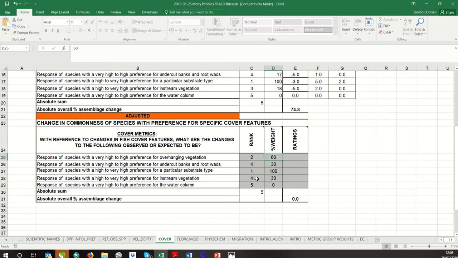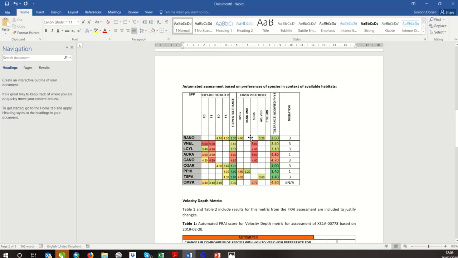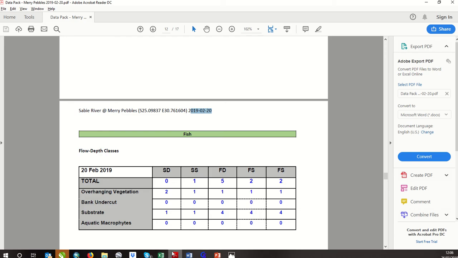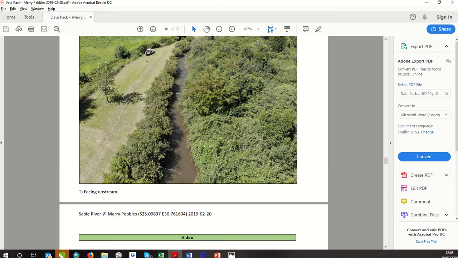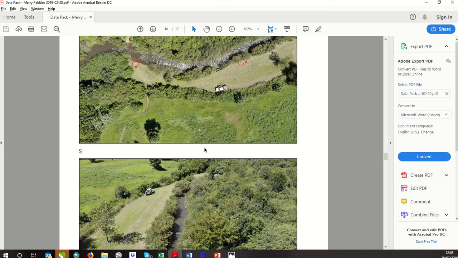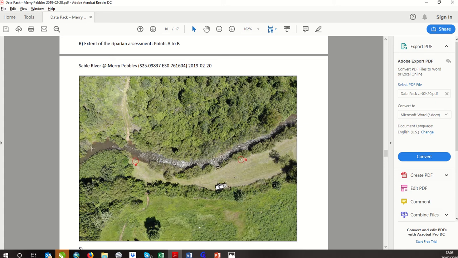Okay, then I go back to my species, and again, what do I expect? So I got species that have preference for substrates, but I got nothing for overhanging vegetation, nothing for all the others I didn't find. I only found 2 species that have a high preference for substrates. Then I go back to the video, and what do I find again? I find overhanging vegetation, lots of in-stream substrates. Can you see that? Okay?